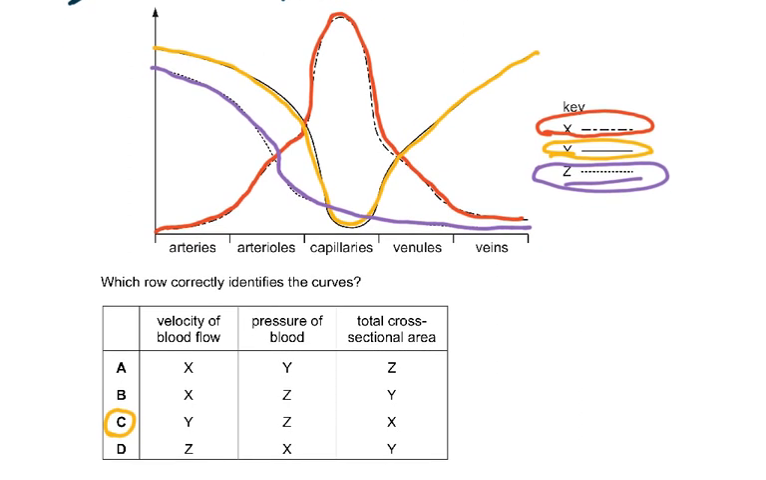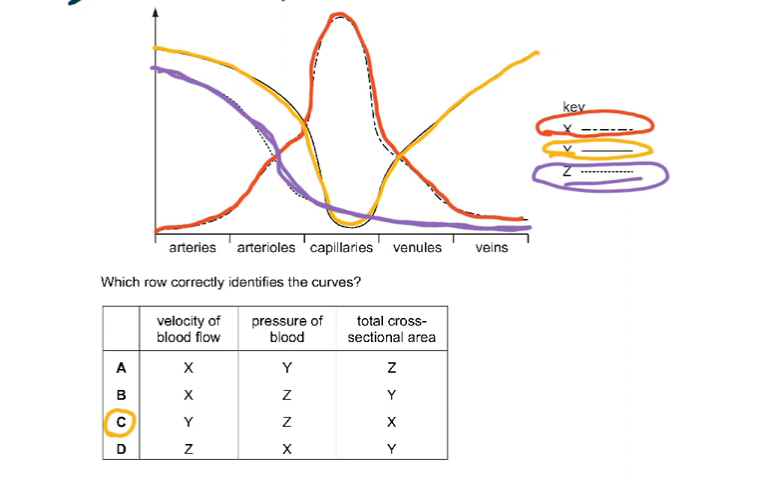Velocity of blood flow is that Y. Pressure of blood is that Z. Pressure of blood is decreasing. If we said Z, that was this one. It will start from the heart, and it will keep on decreasing as the blood goes away from the heart. And X is the total cross-sectional area.